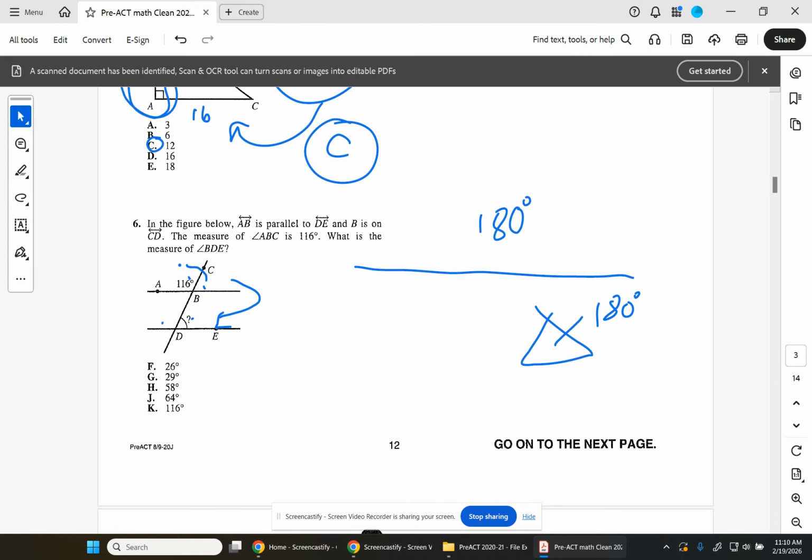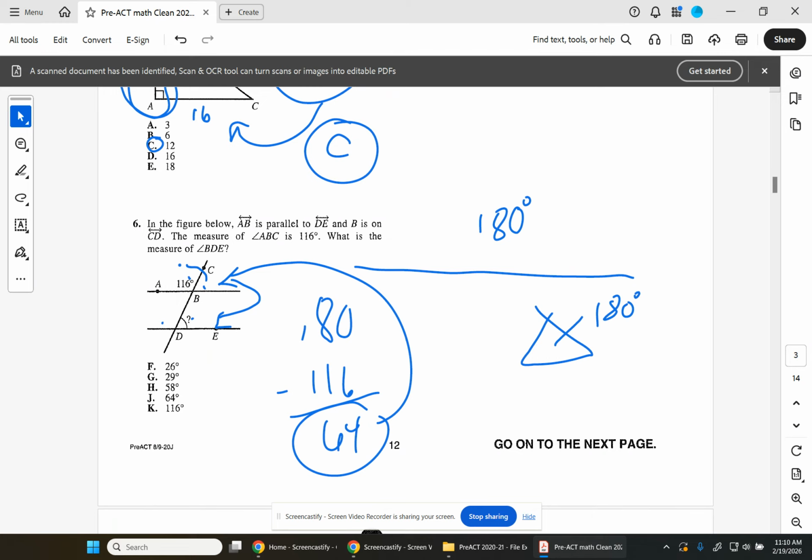This angle is that angle. So 180 minus 116 gives me 64. So that is that angle, which obviously is going to be that angle too. So it's J. The answer is J.